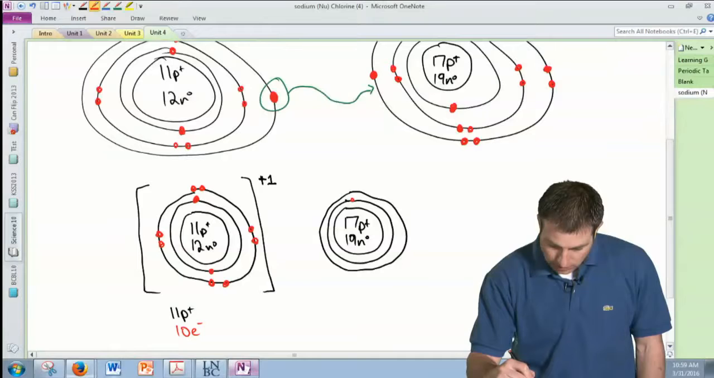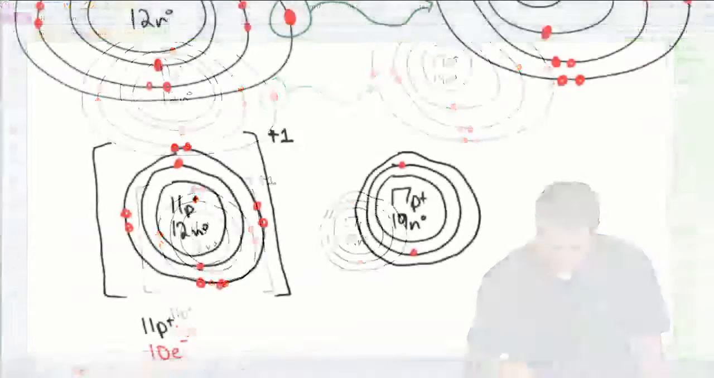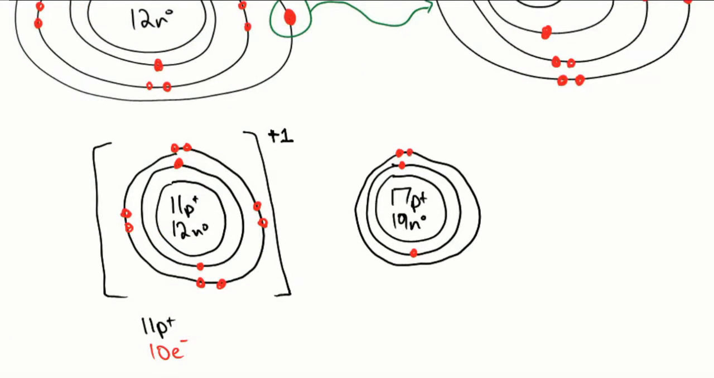Let's look at the chlorine. What happens to this guy? So the first shell has 2, the second shell has 8, and then in this case, I need to draw a third shell, because that third shell is now full.